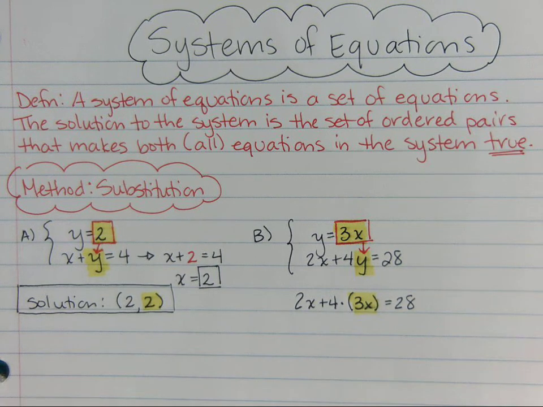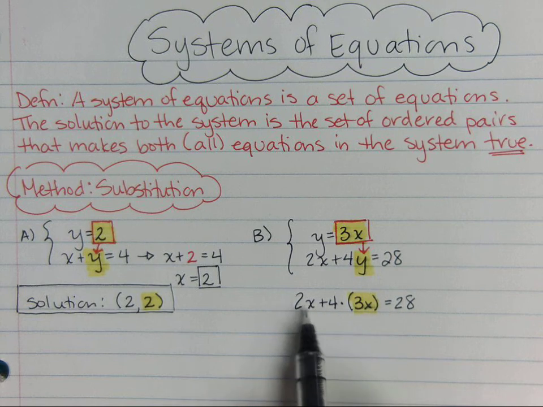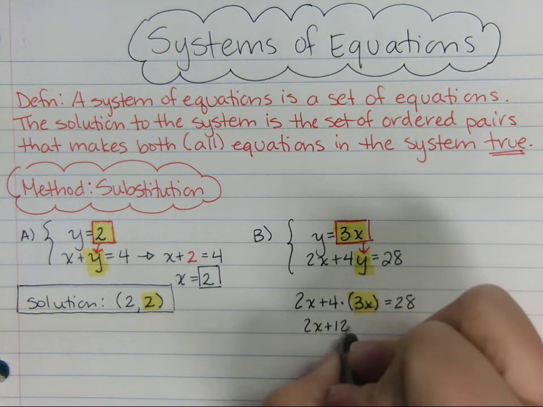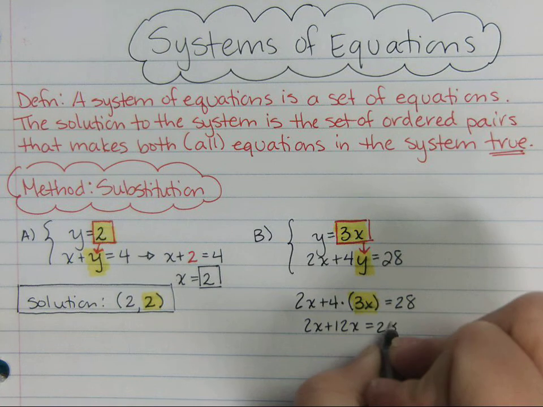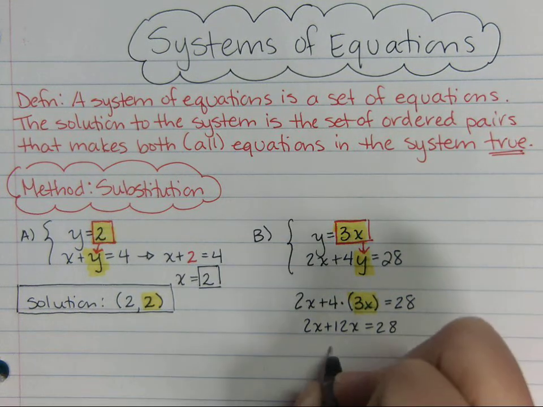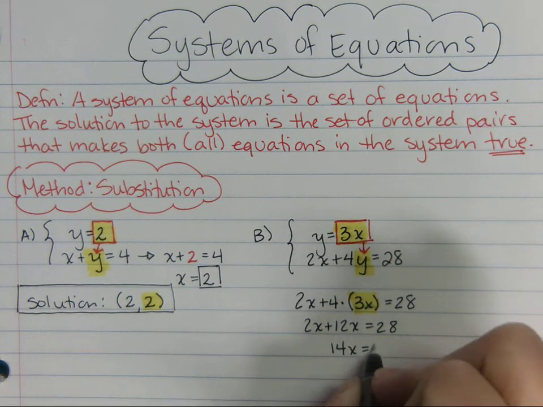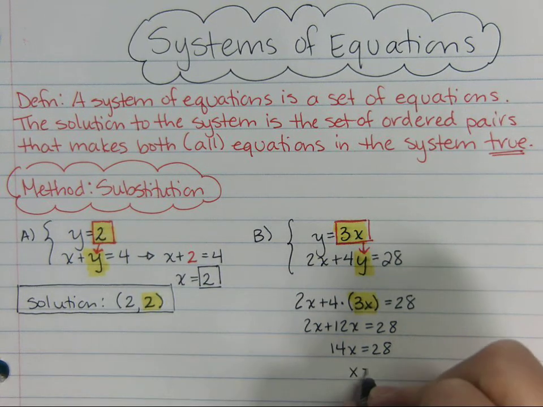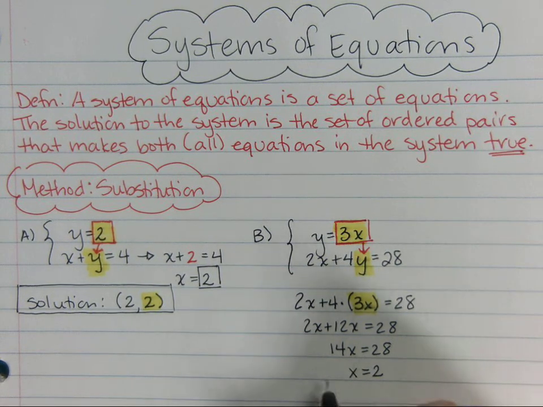And when you do this, the whole purpose is that now I have an equation with just variable x and constants that I can solve. And so we've got 2x plus 12x equals 28. And then I can combine my like terms here on the left and divide by 14. And so now I know what x equals.